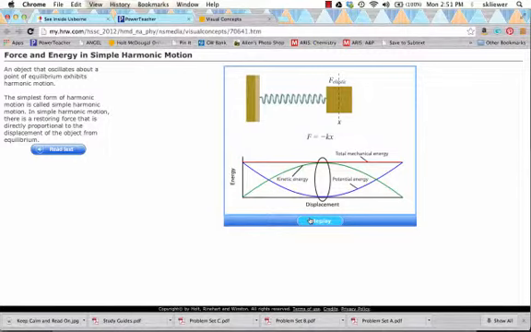Okay, so this is when it's right here. The block is right here. This is the energy. So right at this point, we'd have high potential energy, no kinetic energy because it's not moving. Right in the middle, at the equilibrium point, we have all kinetic and no potential, and then out in this direction, we have all potential and no kinetic.